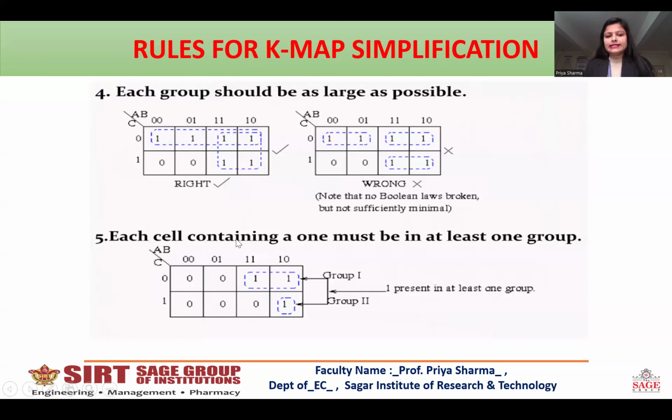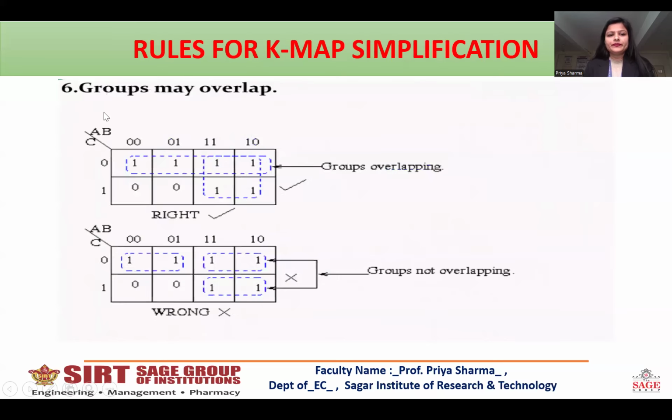Next rule states that each cell containing a 1 must be in at least one group. That means each of the 1s should be in one group. Next rule states that groups may overlap. So here, two of the groups are overlapping. So this is allowed, but this is not allowed, as we have previously stated the rule that the group should be of maximum number of ones.